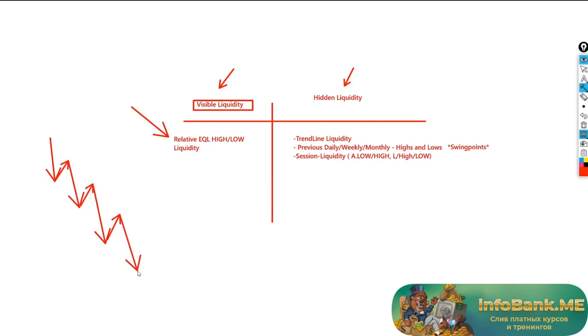And let's go back in time and think about when you first started trading and you were introduced to all these concepts: support, resistance, double tops, double bottom, triple top, triple bottom. And essentially, relative equal high and low liquidity is those double tops, triple tops, double bottoms, triple bottoms, right? Let's imagine price starts to push up and it stops here, and it starts to bounce.